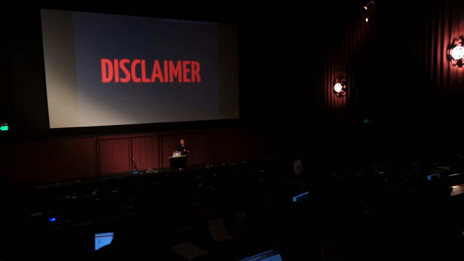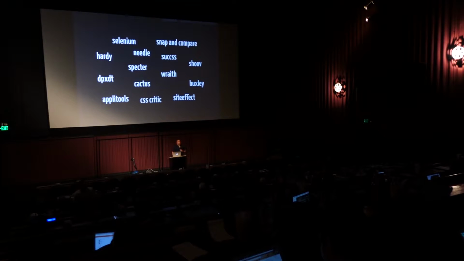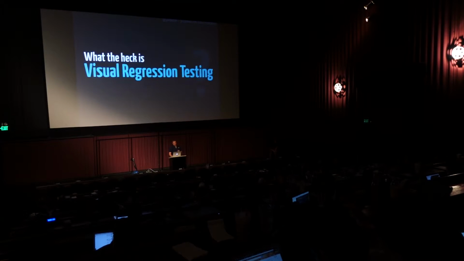I want to start also with a disclaimer that the title of this talk may well be visual regression testing with my personal favorite tool. There are a lot of options. Stacy talked earlier about Selenium. That is one of many. So there's Cactus, Huxley, Wraith, all these other different ones. I encourage you all to try them out before you dive into visual regression testing. You may like what I present with PhantomCSS, you may not. So it's definitely worth checking out some of the options that are available.